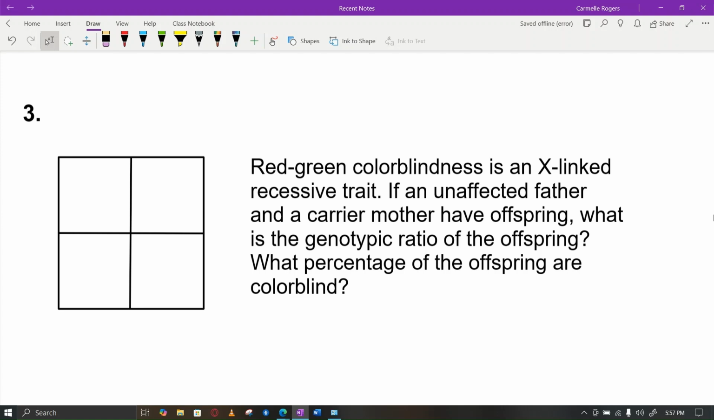Now, with this cross, we also have to set it up. If an unaffected father, so that means the father is going to have an X with a capital C, that would be our normal. And he also has a Y. Let me just put some information here. X capital C is normal. And then we have X with the little c, which would be colorblind.